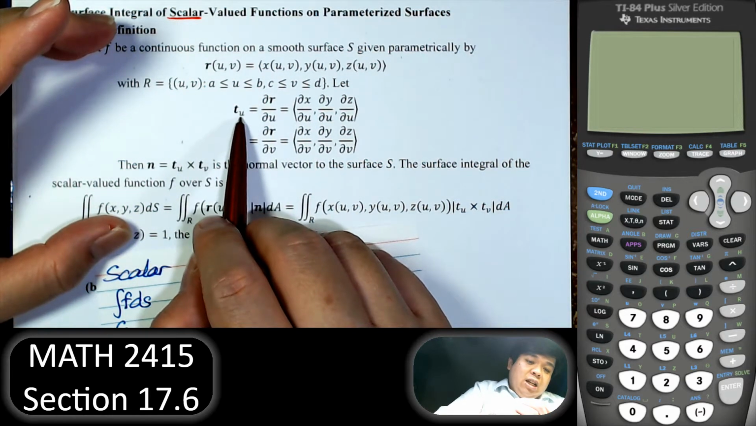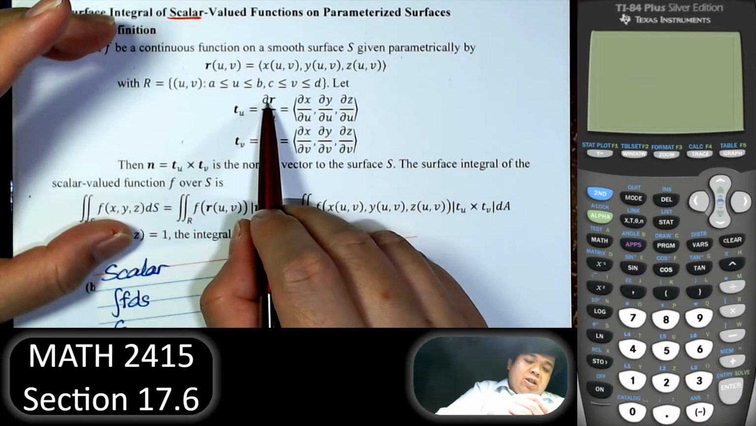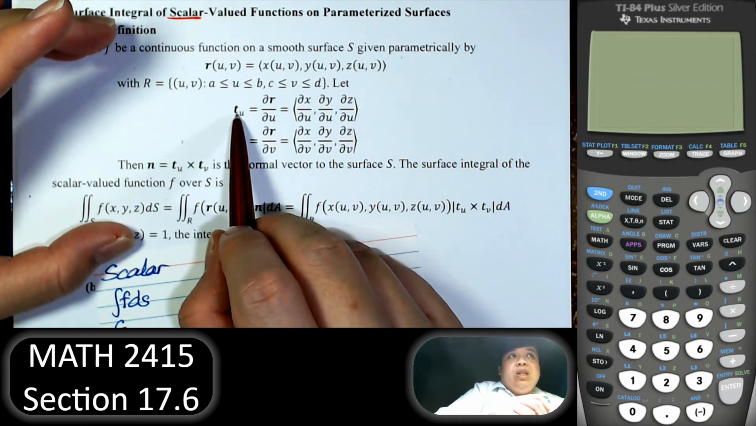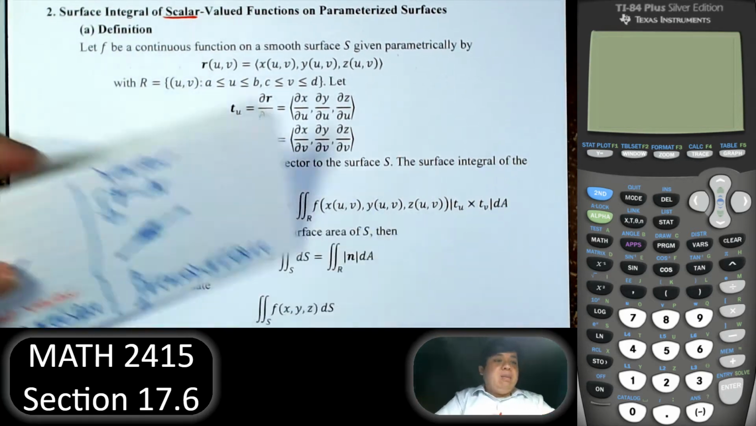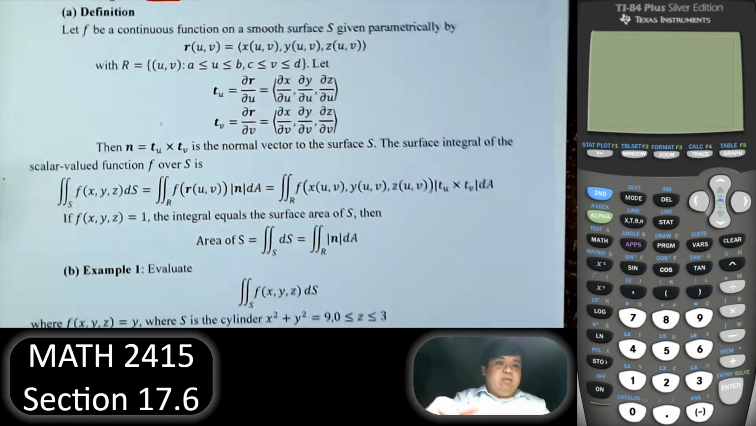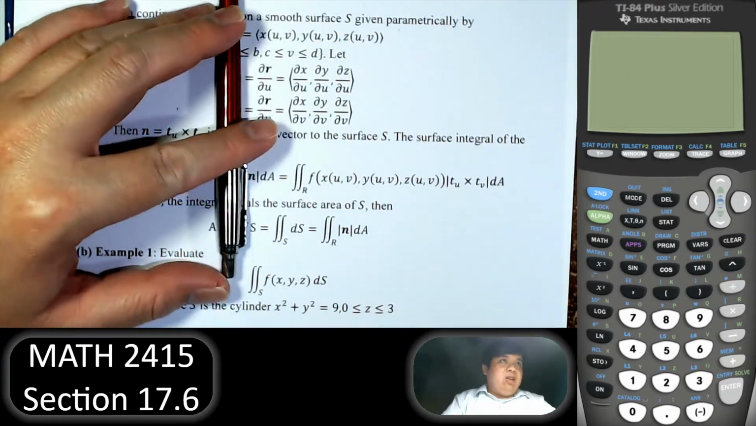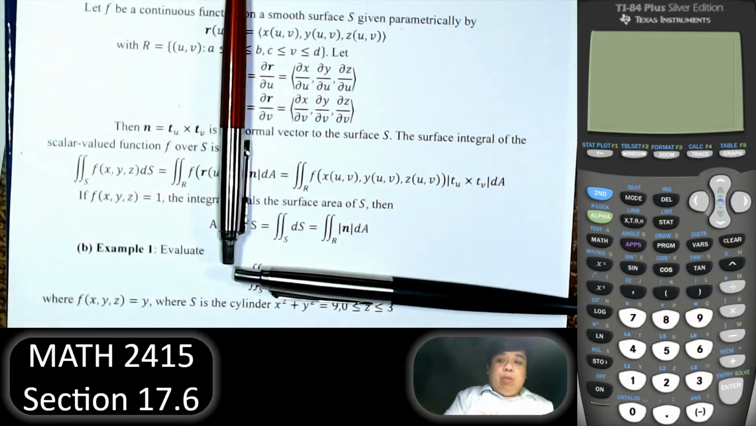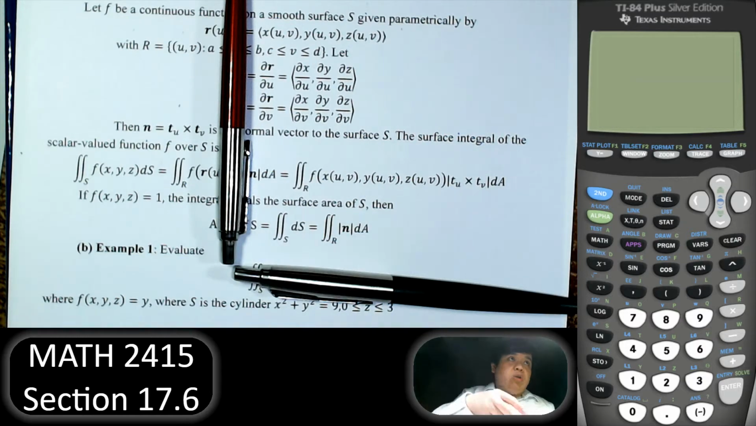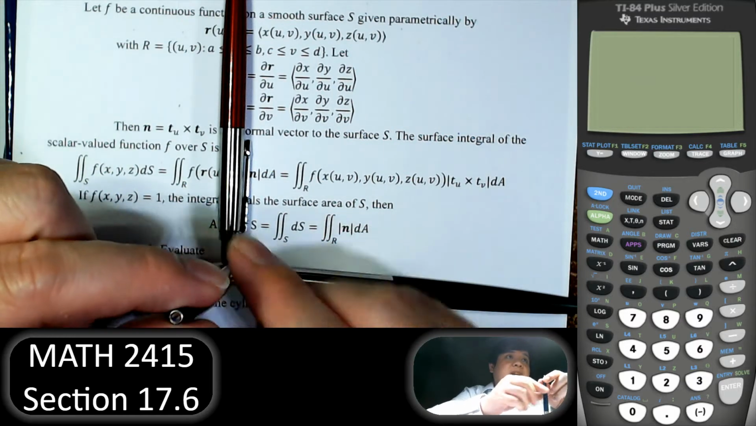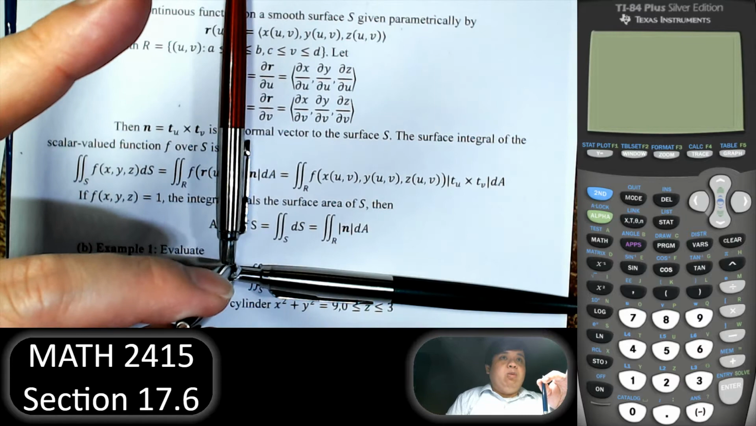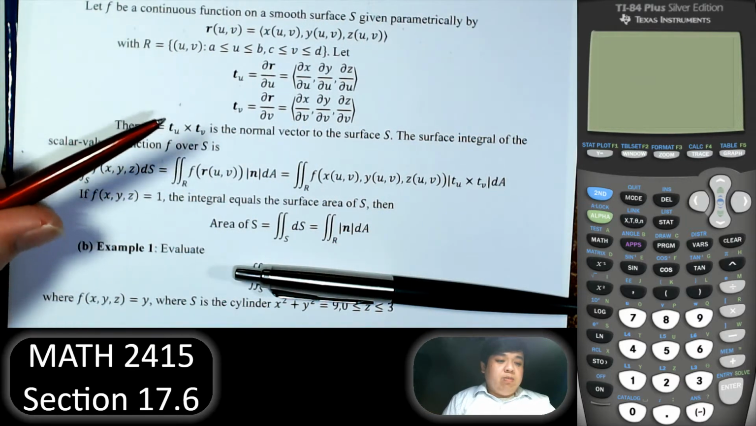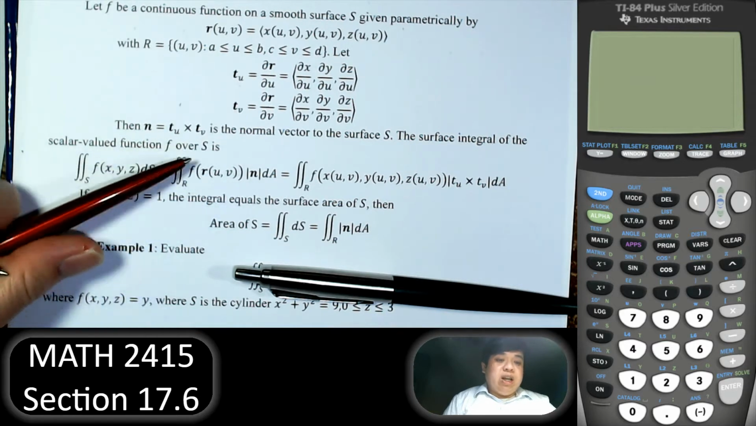Let t sub u and t sub v be the derivatives of r with respect to u and v respectively. The reason we use t is because it is the tangent vector. Think about that. If we have a surface just like this, we have a tangent vector in that direction, and a tangent vector in this direction. If we want to find a normal vector, we just do the cross product, and that gives us the third vector, which is the normal vector. So the normal vector is equal to the cross product of the tangent vector in the u direction and the tangent vector in the v direction.